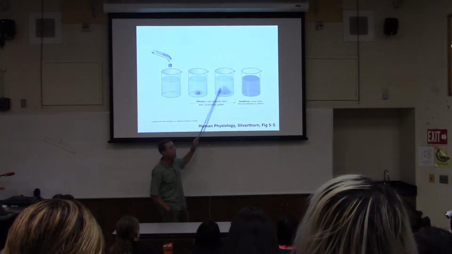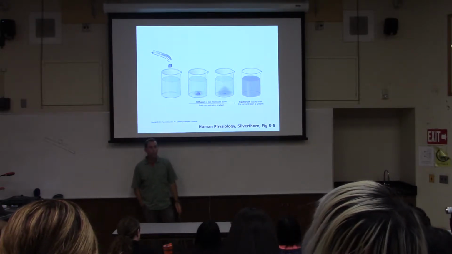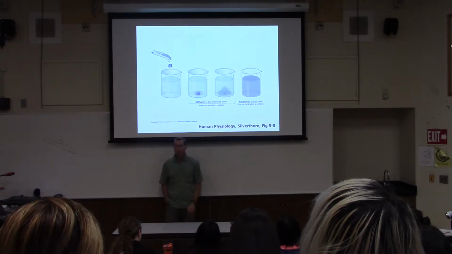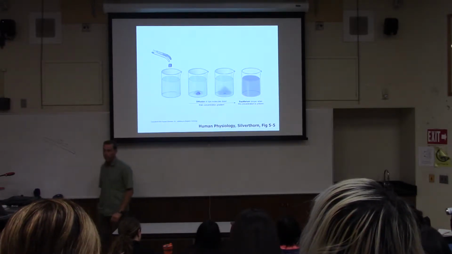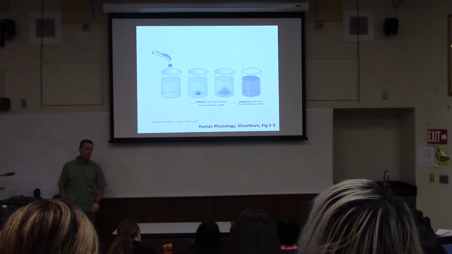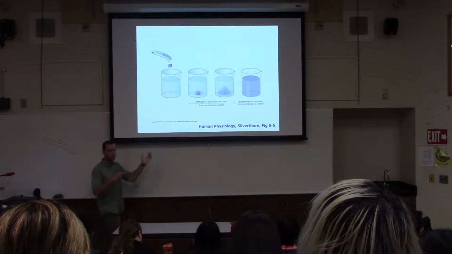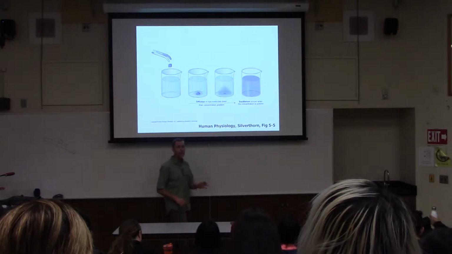So over time, the beaker gets more and more purple. This purple spreads out until the whole beaker is equally purple. And at that point, does molecular motion stop? No. So these purple molecules are still bouncing all over the place, but we don't have any more diffusion.